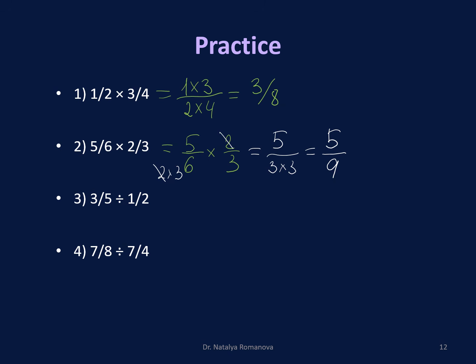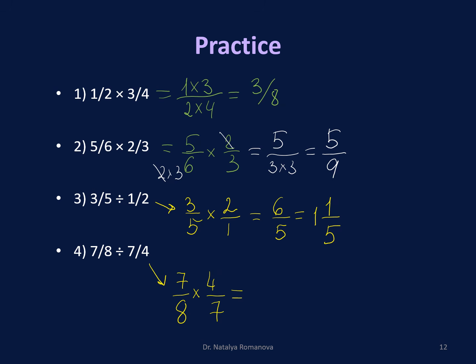Next example. 3 over 5 divided by 1 over 2. We have to change the sign and flip the second fraction. So now we have 6 over 5. We cannot leave the answer as an improper fraction. We must convert to a mixed number. It will be 1 and 1 over 5.